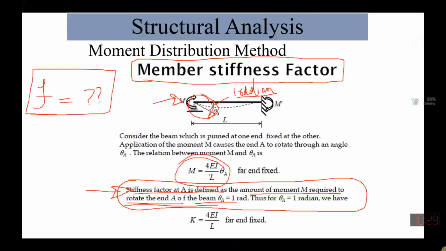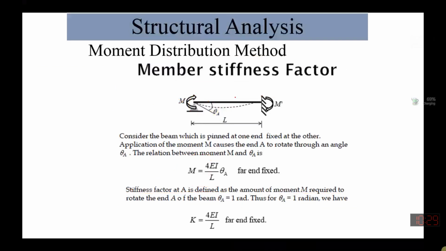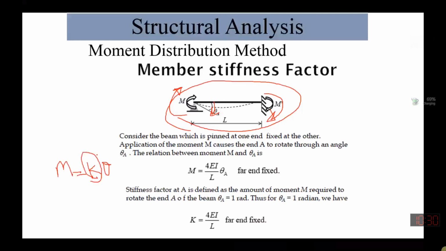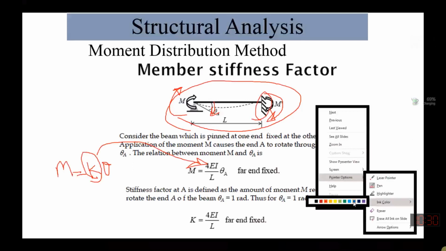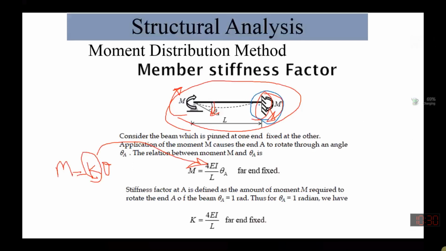This is a simple single degree of freedom structure, and we have applied a moment over here. Due to this moment, there will be a certain rotation. If we find the relationship between this rotation and moment, it comes as M equals K theta. This K value is equal to 4EI over L. Remember, this is very important: once the far end of the beam is fixed, the stiffness factor is 4EI over L. This is called the stiffness factor.